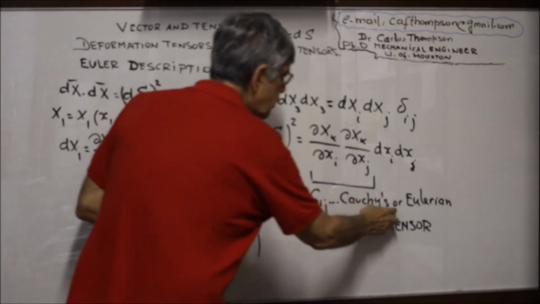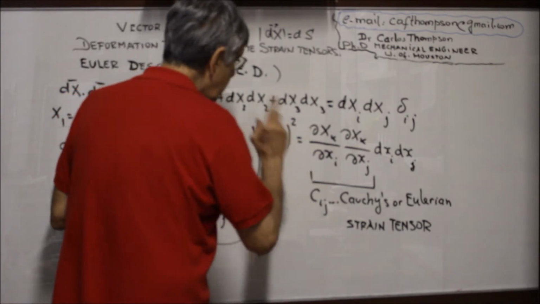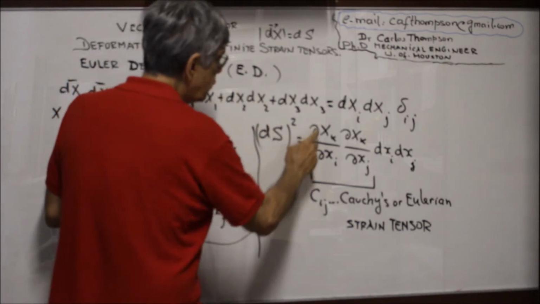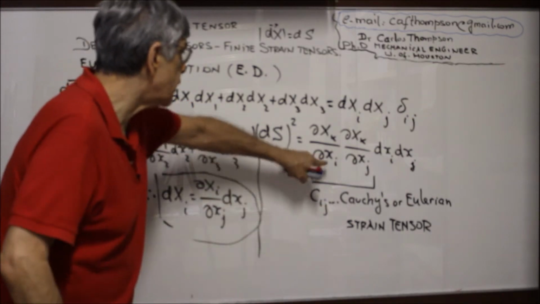And this is the Cauchy's or Eulerian strain tensor. Now this is important, pay attention to this. Here the derivative is with respect to the spatial coordinates.